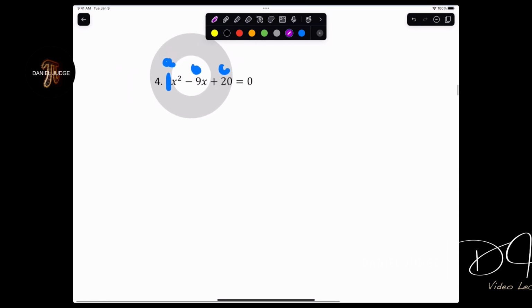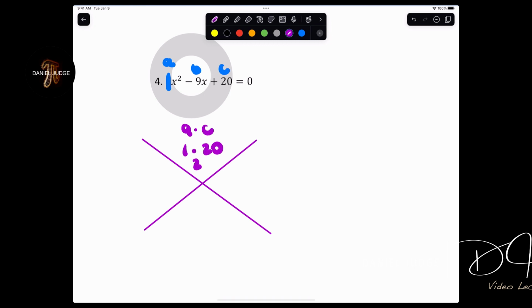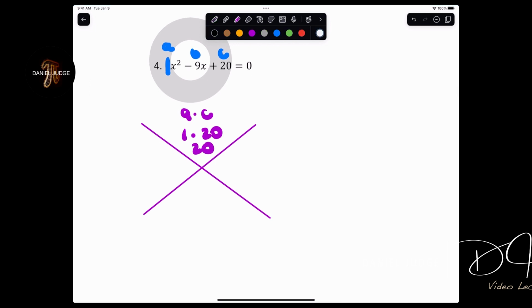So product here. We're going to have to take A times C, which is 1 times 20. So A times C is actually 20 here. Here's the A value. Here's the C value. And then the B value in the middle is -9. That's my B value. It's right here.